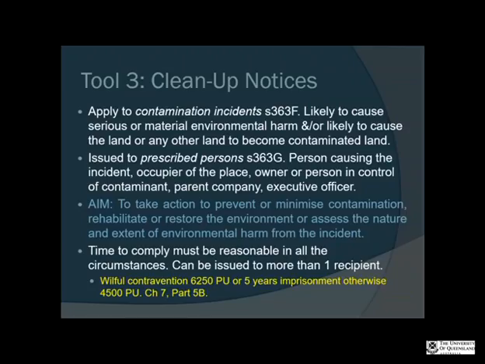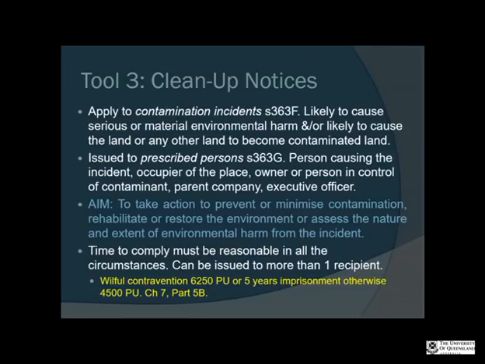So if they issue it to the occupier of the site, let's say it's being leased by a manufacturer, and they don't respond, they can then go to the owner, who would be someone entirely different, and say, well, you own the site, you clean it up. And if that doesn't work, then they can go to a parent company and so on.